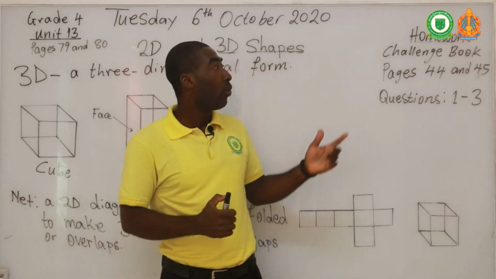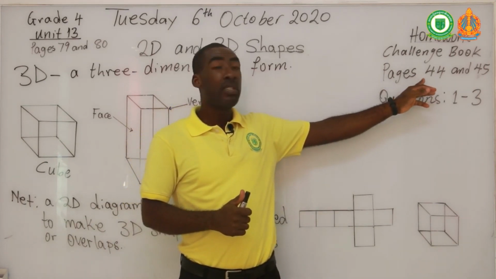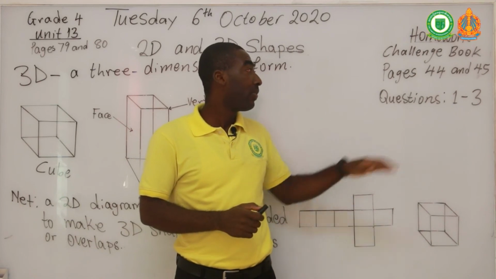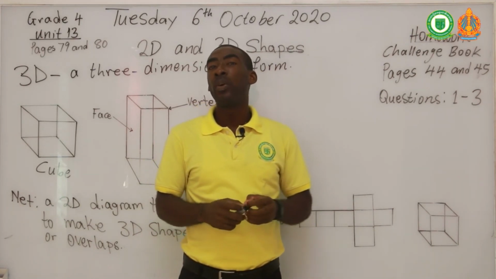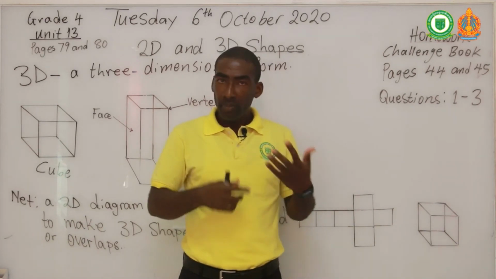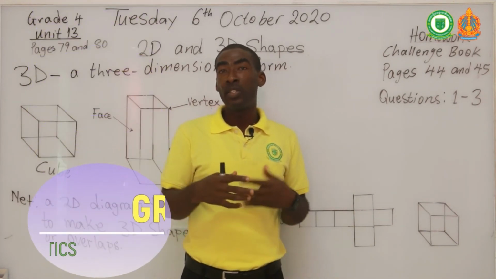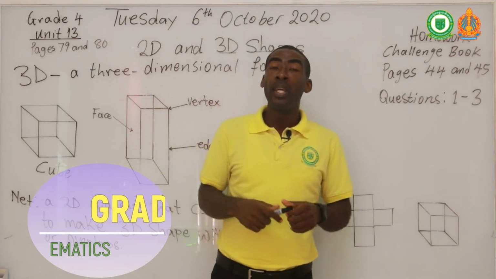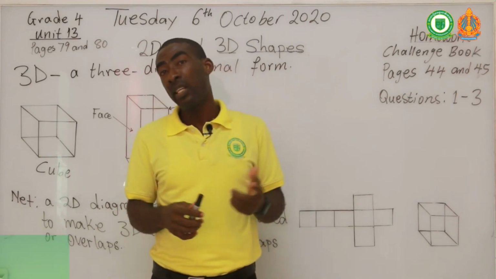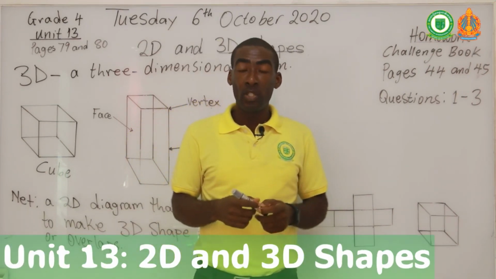We'll have our homework from the challenge book. That will be from pages 44 and 45. You are doing questions 1 up to 3. These are practical questions where you have to use pieces of paper and other things to make your 3D shapes at home. In case of any difficulty in understanding, you let me know for further explanation.